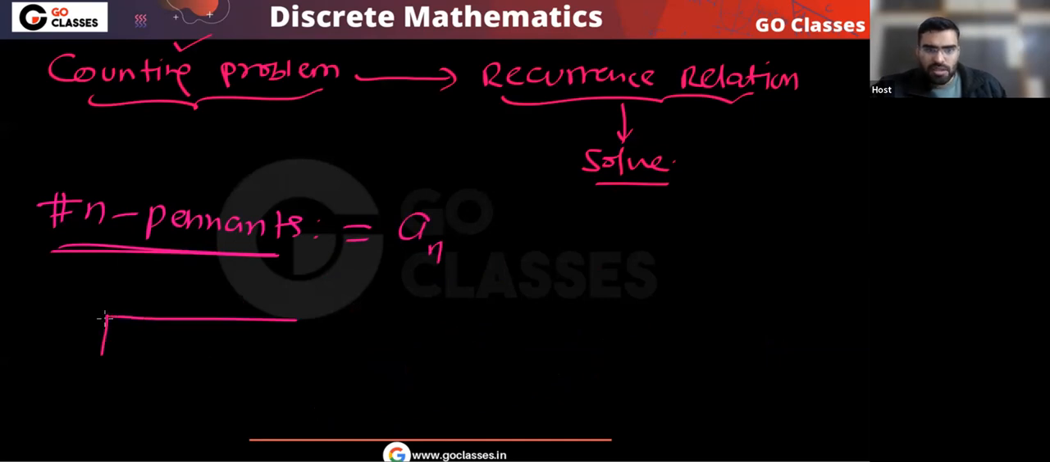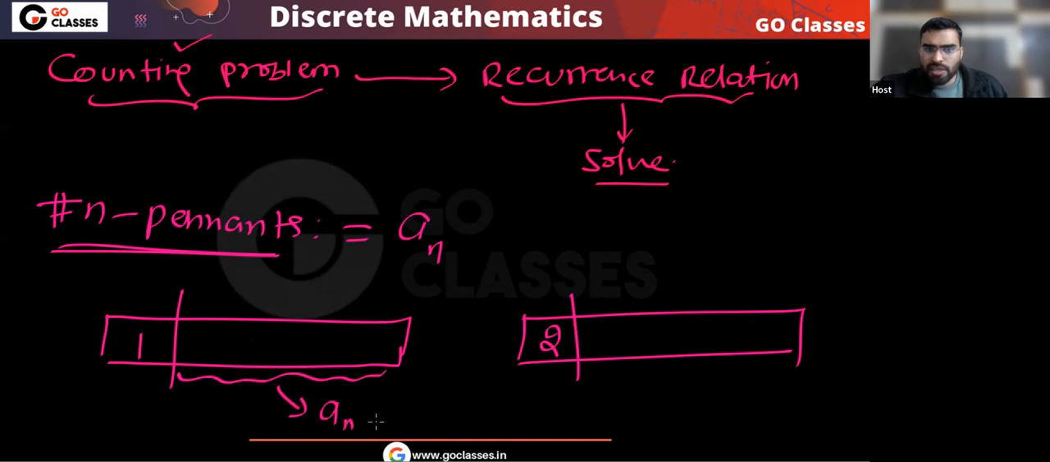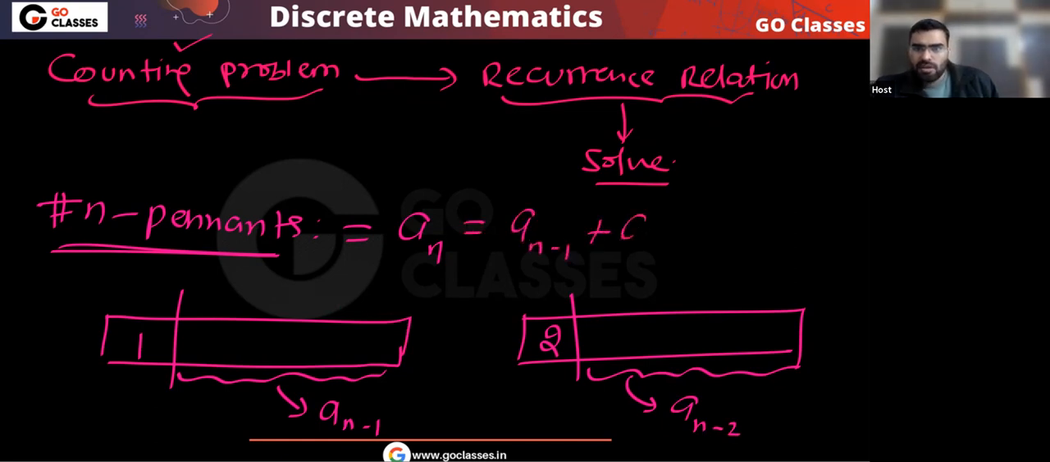Now think about it and tell me: the first pennant can be either 1 or 2, yes or no? If the first pennant is 1, then I want an minus 1. If the first number is 2, then I want an minus 2. All the possibilities are covered. So finally I can say that an is equal to an minus 1 plus an minus 2.